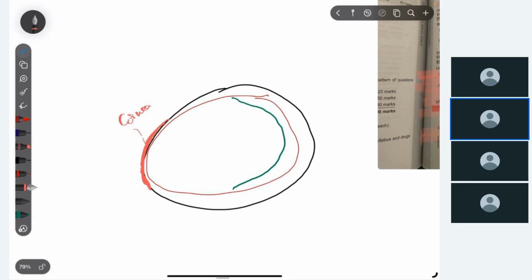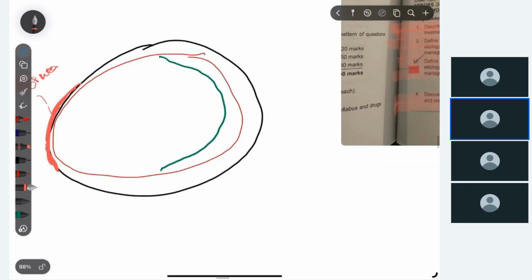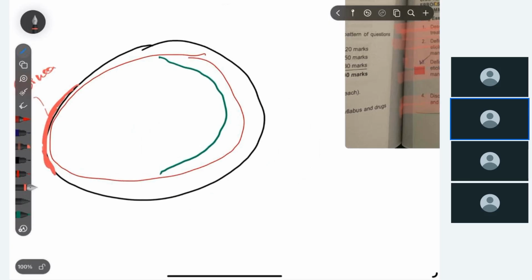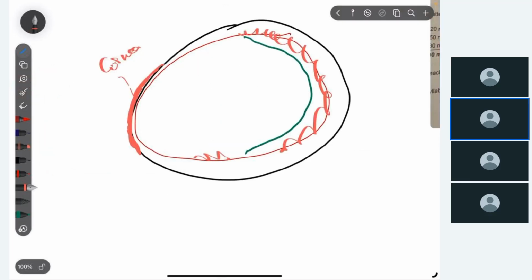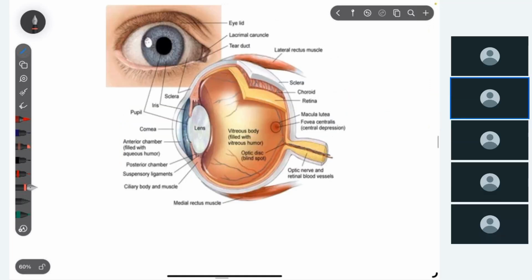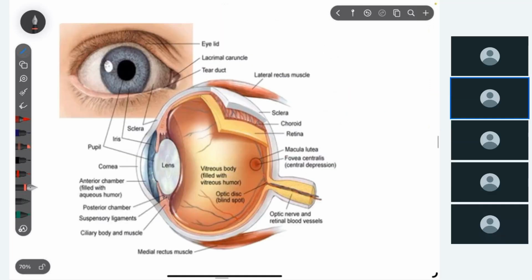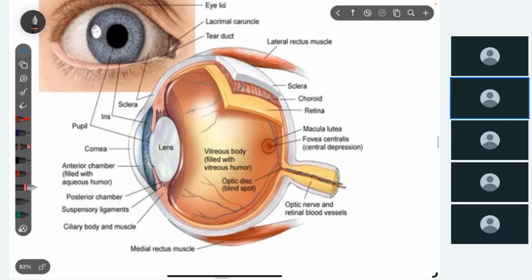The vascular part is given different names based on where it is. If it is posterior and made up of full blood vessels, it is called the choroid. Here you can see the anatomy of the eye. This is the sclera. This is the choroid or vascular layer. Anteriorly, it forms the ciliary body and ciliary processes. And inside, you have the retina. The retina ends till here. The end of the retina is called the ora serrata.